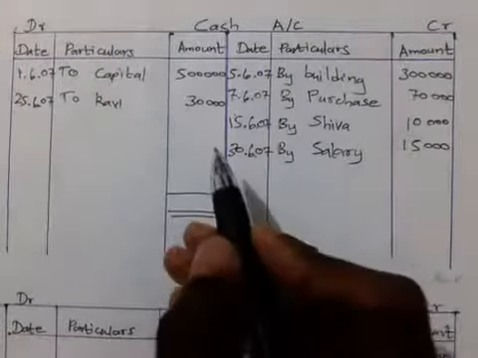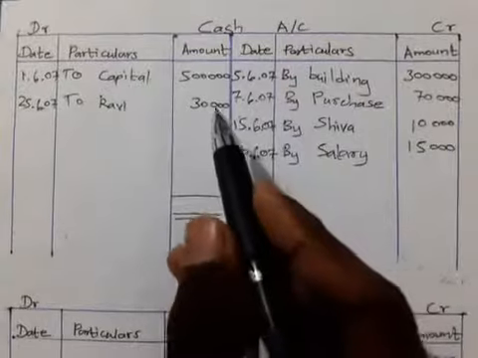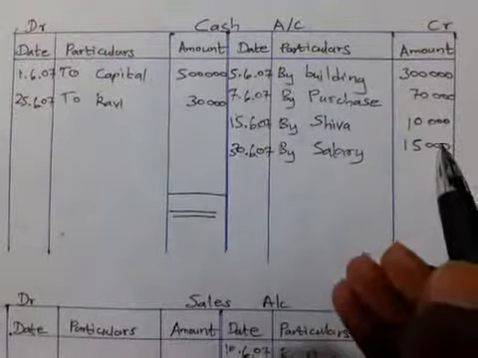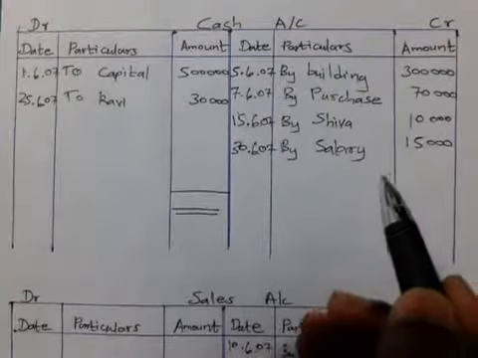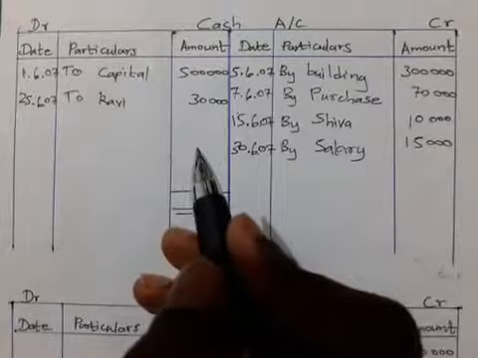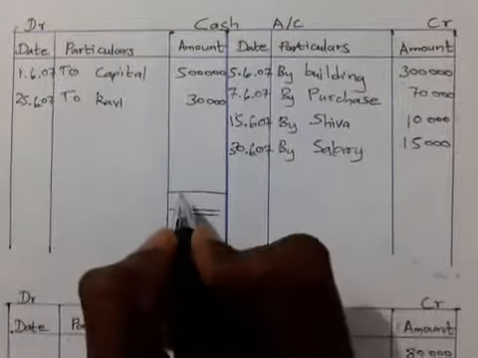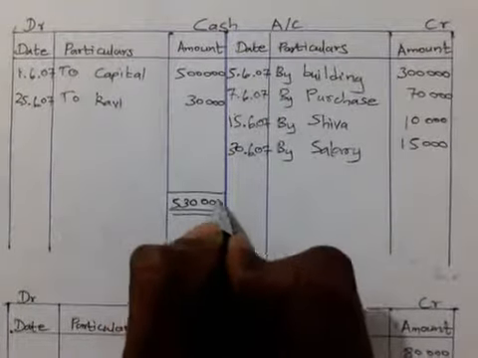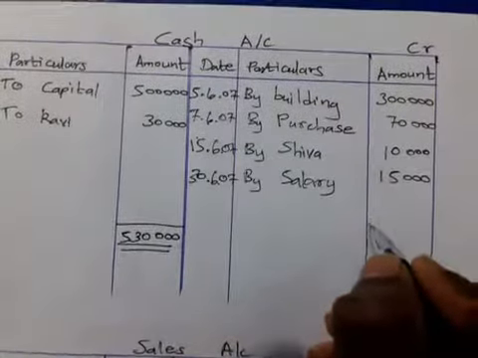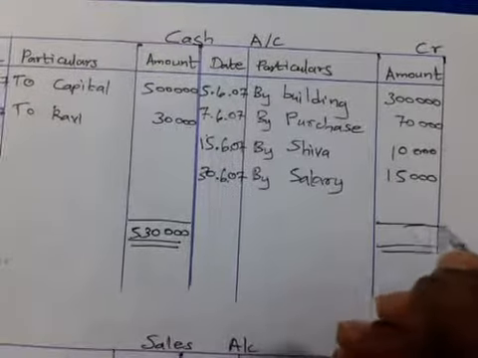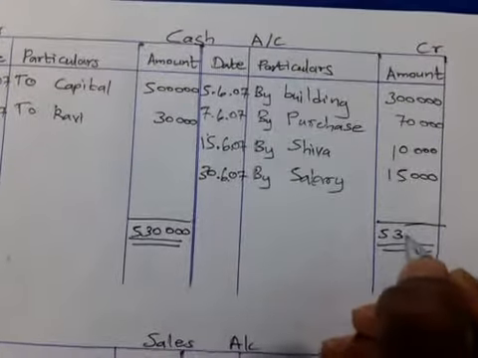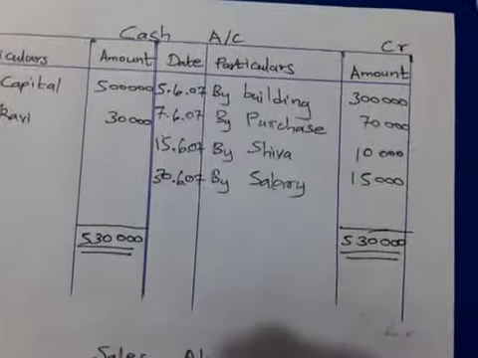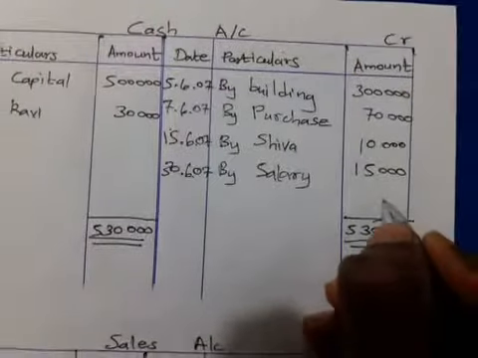If we see here in the cash account, we are getting in the debit side 5,30,000. In the other side, we are getting less than 5,30,000. So the maximum amount is 5,30,000. We have to enter it on both sides. 5,30,000. After that we have to balance the amount. We'll get one balance amount.